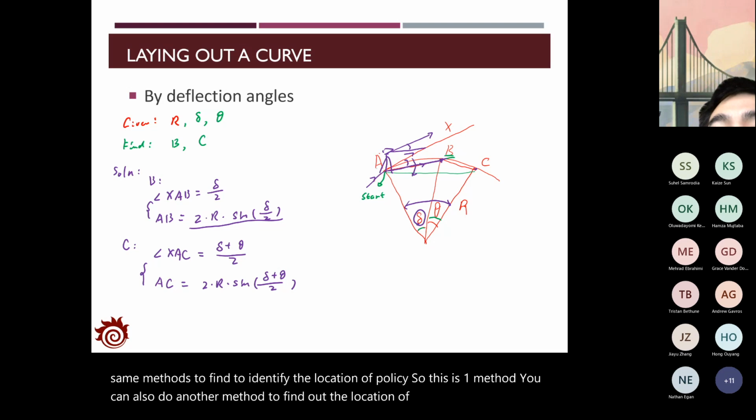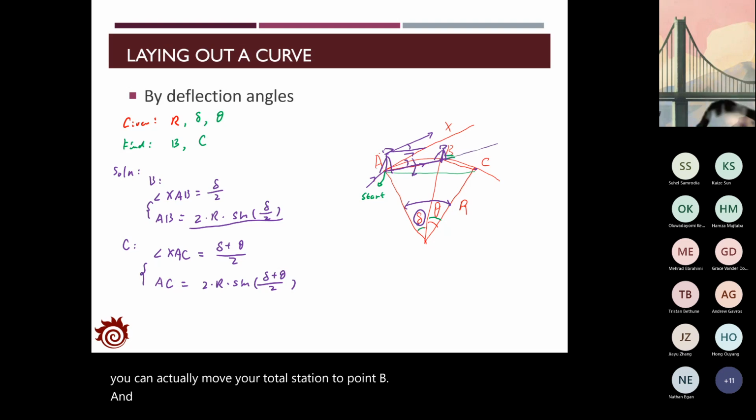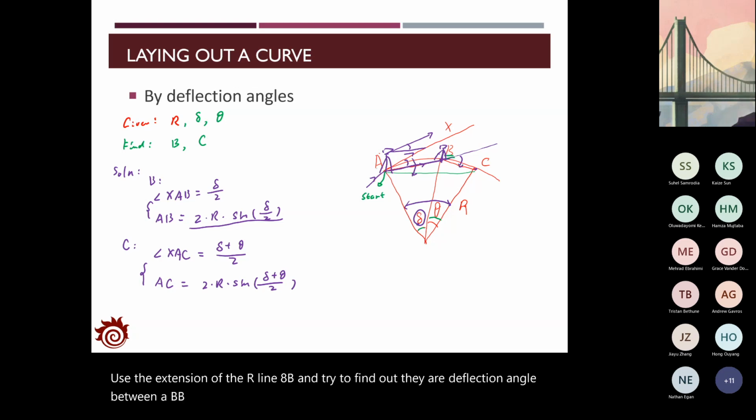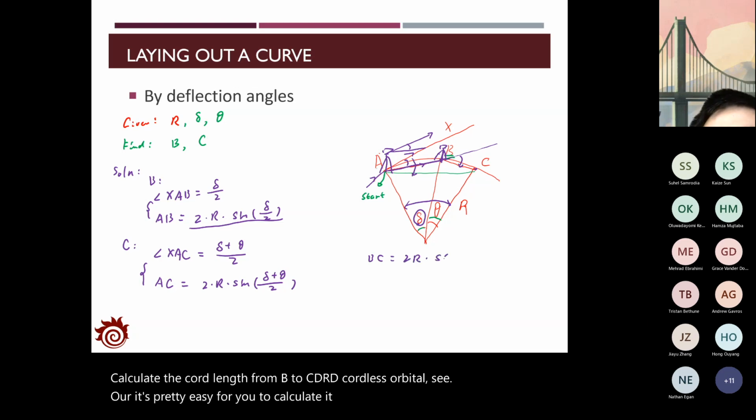Say that you can actually move your total station to point B, and use the extension of the line A to B, and try to find out the deflection angle between AB and BC, and calculate the chord length from B to C. The chord length of B to C is pretty easy for you to calculate. It's 2r times sine half theta. So that's the length of B to C.